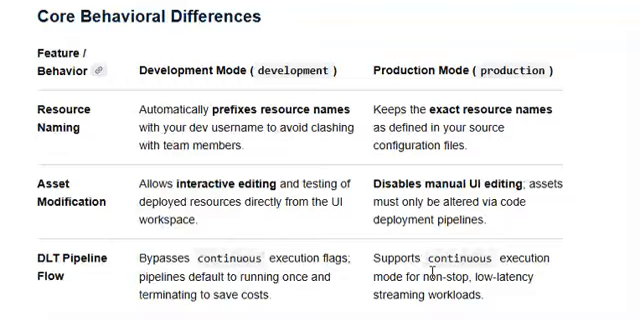But coming to the second point, asset modification. In the asset modification, it allows interactive editing and testing of the deployed resources directly from the user interface, or UI. So that means when you are in development mode, you can test interactively, correct the code and edit the code. But in production mode, it will not allow editing or testing the code. You only need to do it through the deployment process.